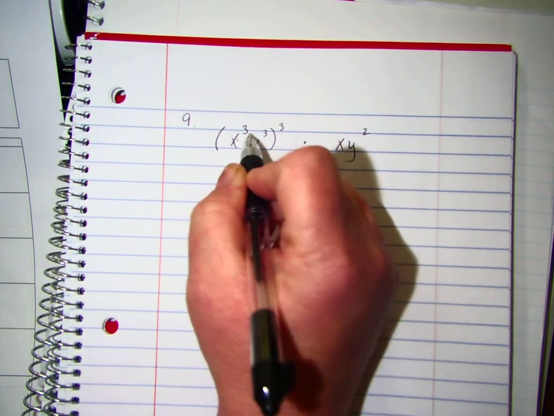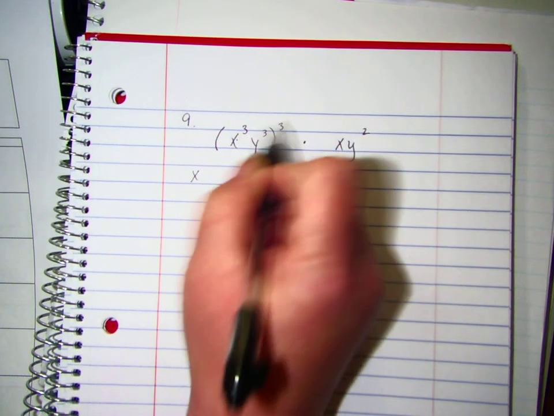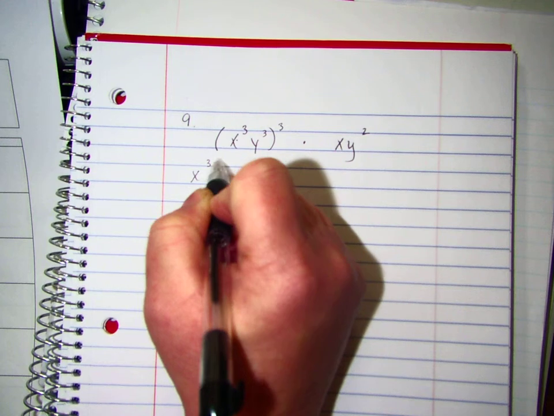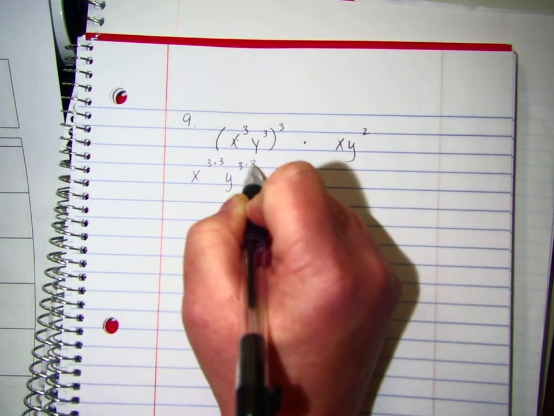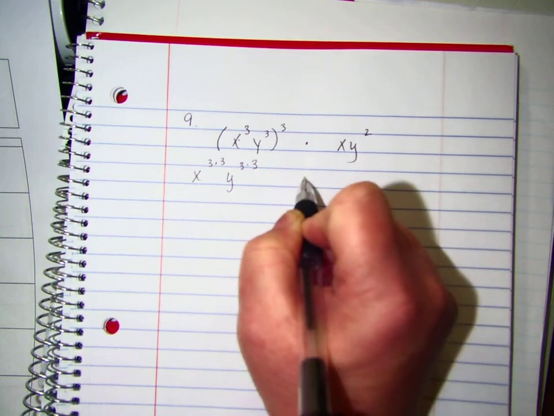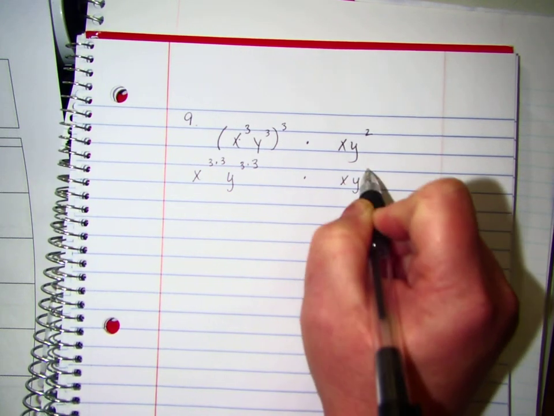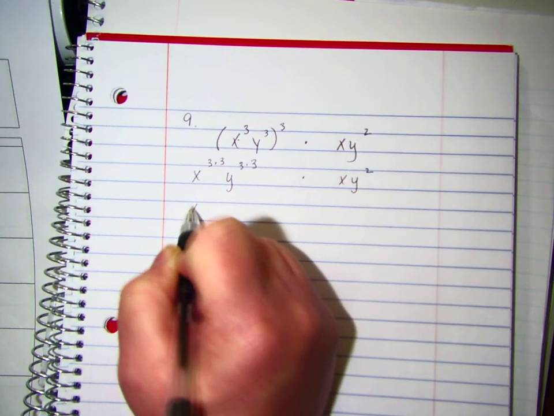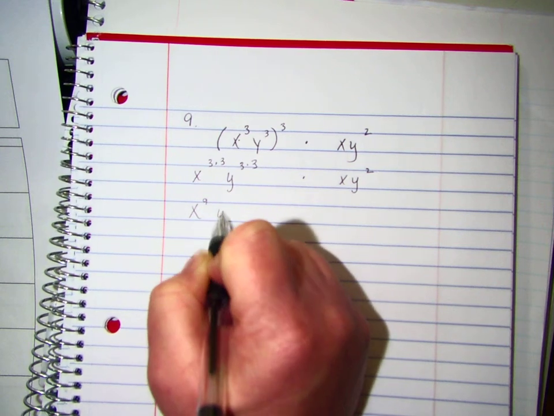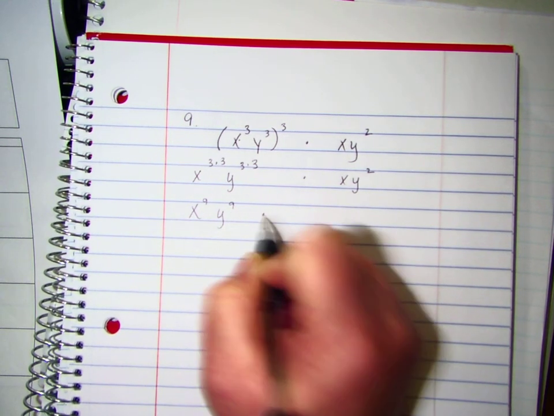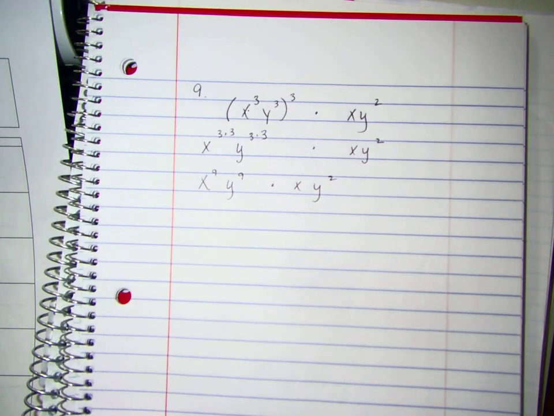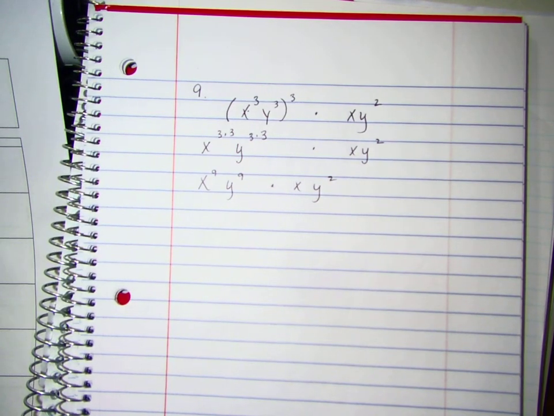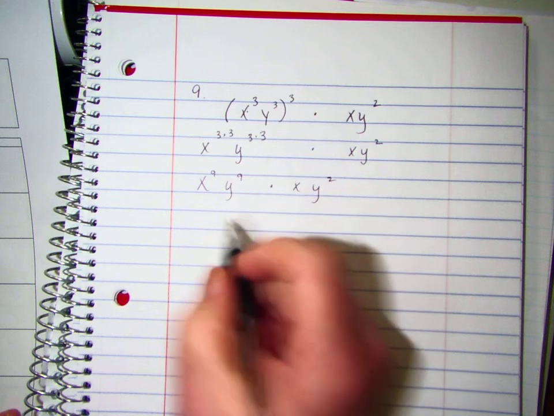So now I've got raised to a power, so I'm going to multiply. And then I'm going to multiply here too. And then I'll just bring xy squared down. Now I have x to the 9th, y to the 9th, times xy squared. Now we've got a multiplication situation, and where we did power to a power, we multiply.